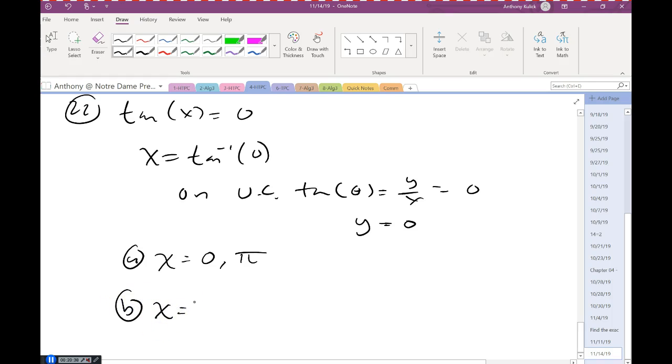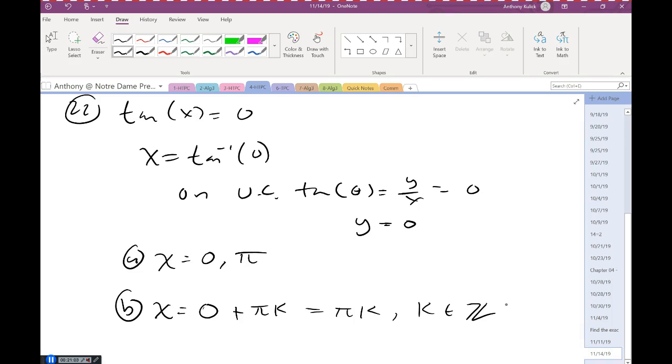Notice that those 2 values are pi units apart. So this is one that I could write with a pi k instead of a 2 pi k. And notice that 0 plus anything is itself, so I'll just write it as pi k instead of 0 plus pi k. It's not wrong to write the 0 plus, but you can simplify.